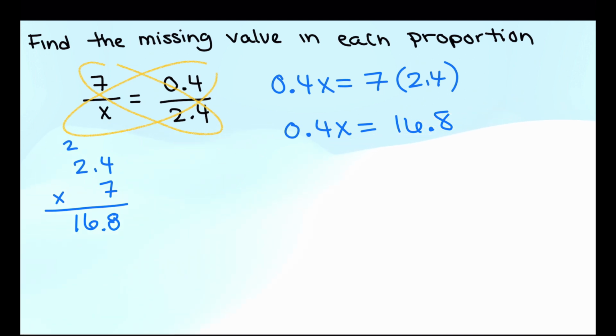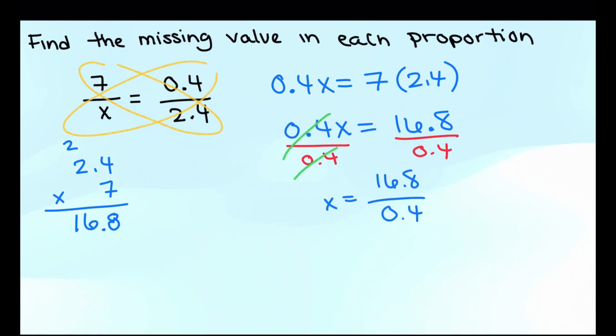Now, same process as before. To get the x by itself, we have to get rid of the 0.4. So I'm going to divide both sides by 0.4. That's going to allow me to cancel the 0.4s out on the left-hand side. And so x is going to be whatever 16.8 divided by 0.4 is.